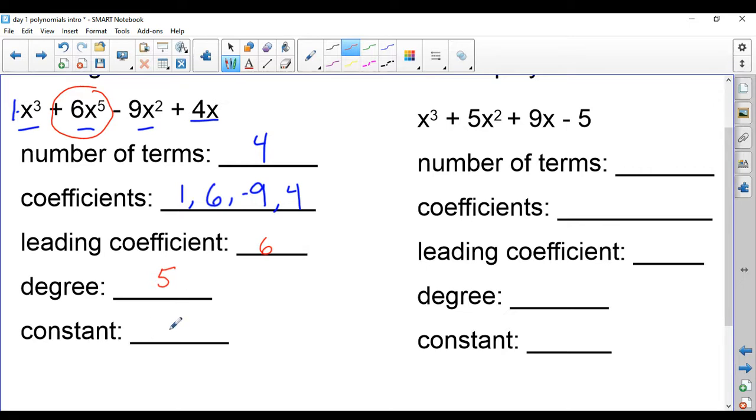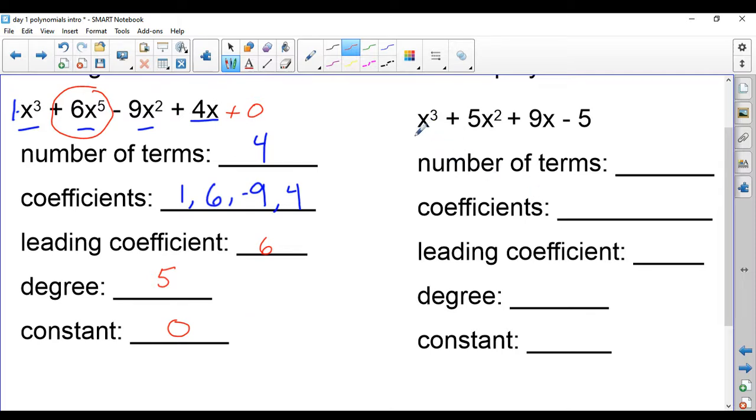The constant is the number that is written without a variable, and there is no number here without a variable, but we're going to give the value of the constant. If we're not adding a number, what we're adding is 0. The constant in this case is 0. If there's no constant written, you should put 0 as your constant in your answer.